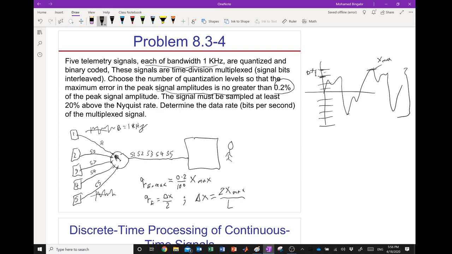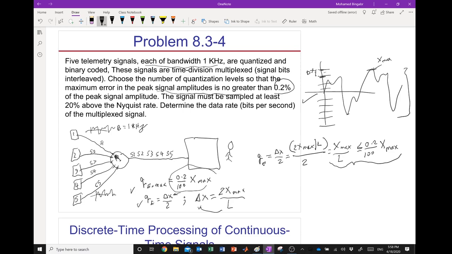I can solve it to find L. Quantization error equals delta x over 2. So I plug in for delta x this value. So delta x over 2 will equal 2x max divided by L, divided by 2. And that is x max divided by L. That's the maximum quantization error. And they gave me the criteria for the maximum quantization error, which is this. So this has to be equal to or less than it. So now I can solve this to find L, the number of levels I need here.